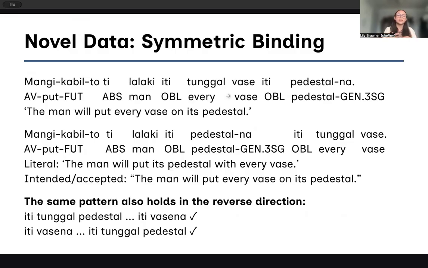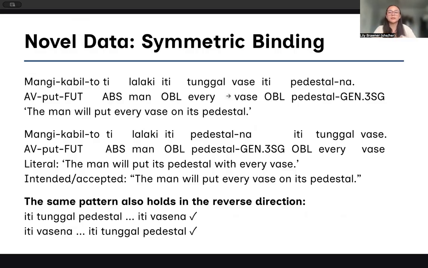Here, tanggal vase, meaning every vase, comes before pedestal na, meaning its pedestal. The pronoun na, meaning its, can depend on every vase. In other words, for each vase, there is a corresponding pedestal. They're linked. That result is compatible with a structure where the first non-pivot is higher than the second, since binding is often taken to reflect this structural relationship between the binder and the pronoun.